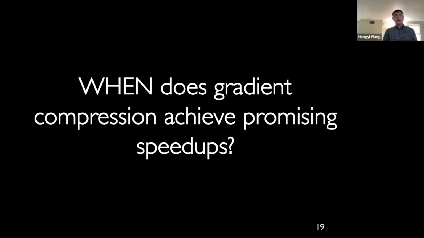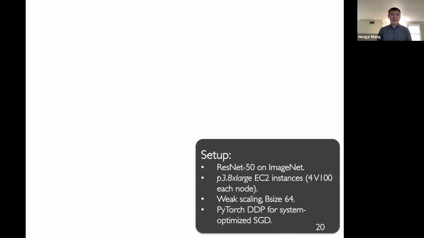So yeah, that's kind of the main topic I want to talk about today: when does gradient compression actually achieve promising speedups? Let me quickly give you some experiments. The setup here is very popular: basically a standard ResNet-50 on ImageNet. It's a standard baseline used by basically all the tech giants.